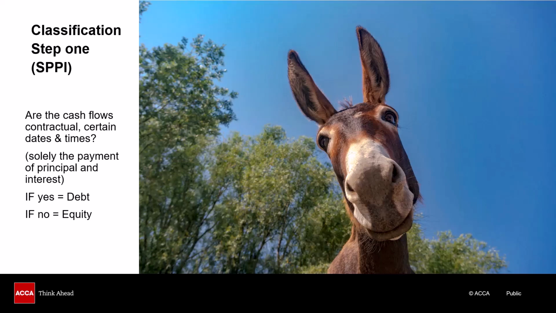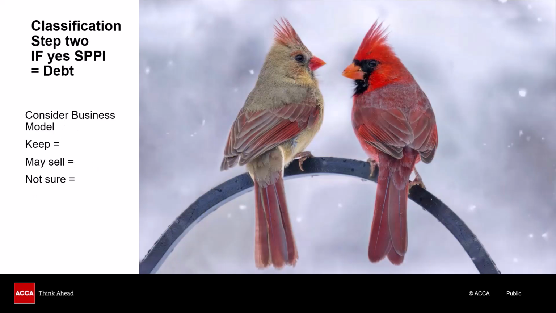So the first thing we do when we have a financial asset is to ask ourselves about the cash flow test, SPPI. Are the cash flows solely the payment of principal and interest? And if the answer is yes, it's a debt instrument.